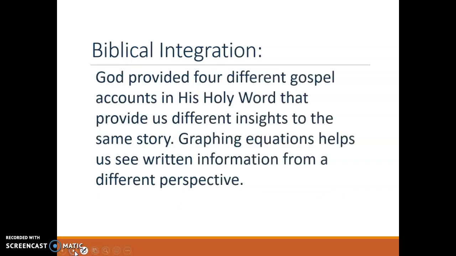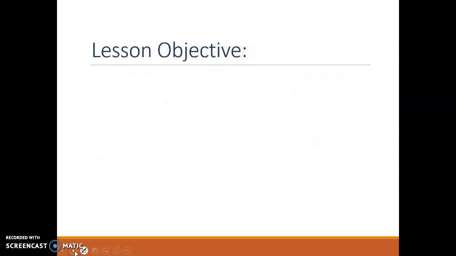Our biblical integration comes from this idea that God provided 4 different gospel accounts in His holy word that provide us different insights to the same story. Graphing equations helps us to see written information from a different perspective. We know that graphing shows us the relationship between two things, and I could just tell you about those two things. I could give you a bunch of numbers, showing you the relationship, for example, between heart rate and the number of calories burned. Or I could show it to you graphically, showing the relationship between how high your heart rate is and the number of calories that you burn, as an example.